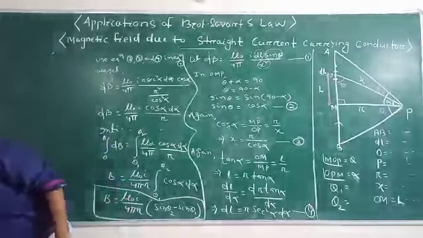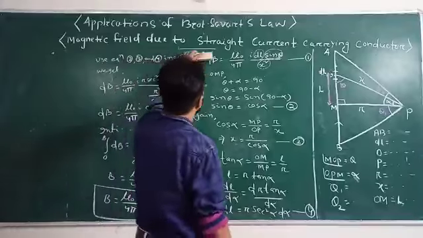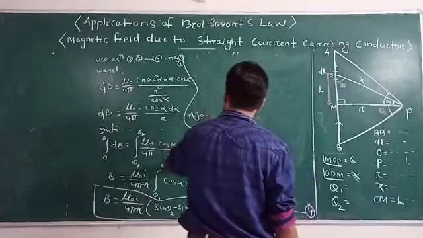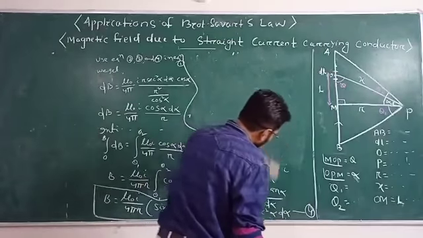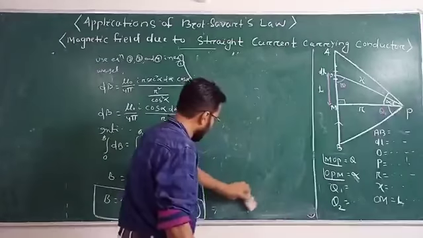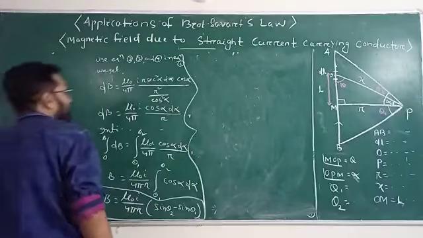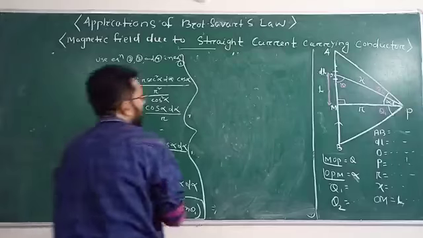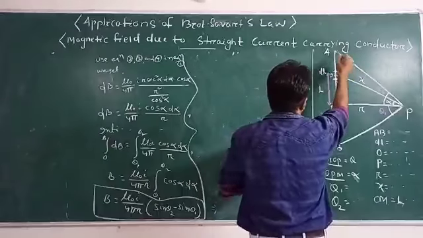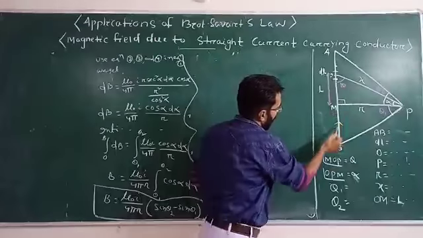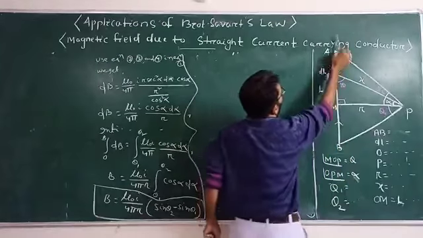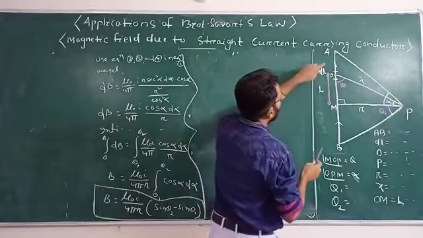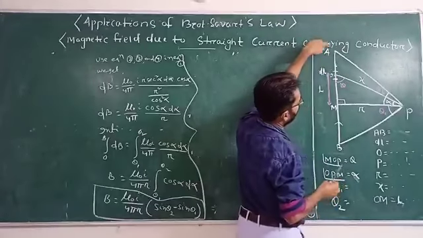Okay, students, now special case. If the straight current carrying conductor is infinite, then what is dB? Then what is B? What is the magnetic field at point P? That means this AB, you observe here, is infinite.